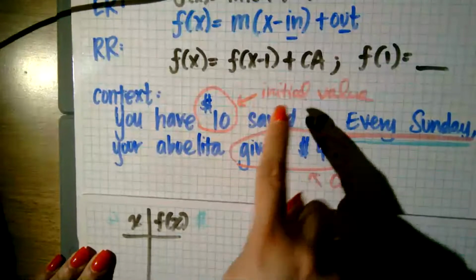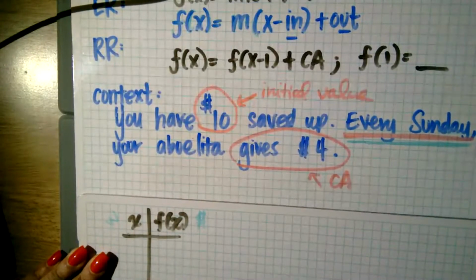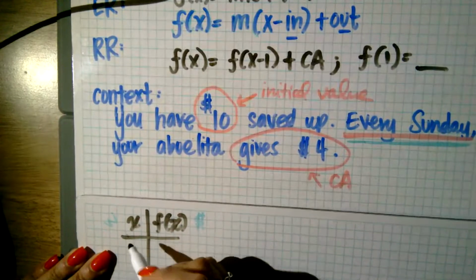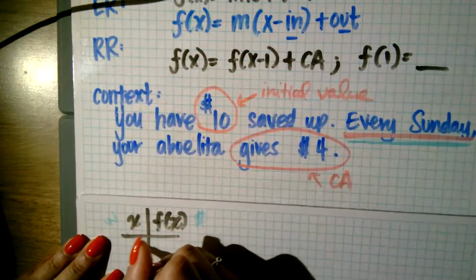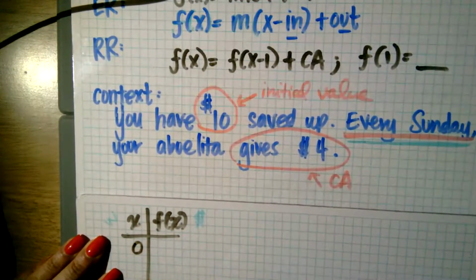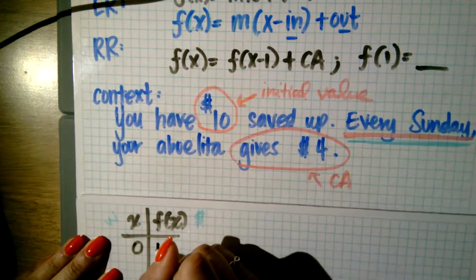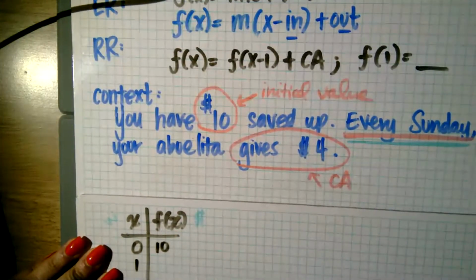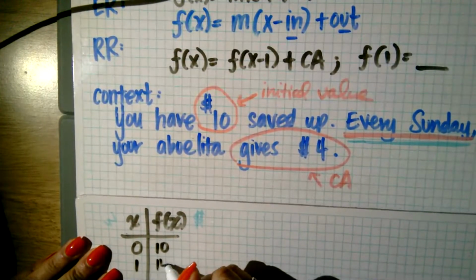So this means initial value. I already had $10 saved up before my grandma started giving me $4. So I can represent that quantitatively by saying, before grandma gave me anything, which is time equals 0 or week 0, I had 10 bucks. After 1 week, grandma gave me my $4. So now I have 14 bucks.